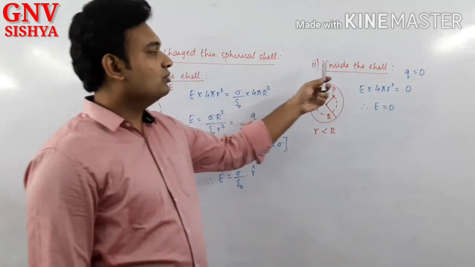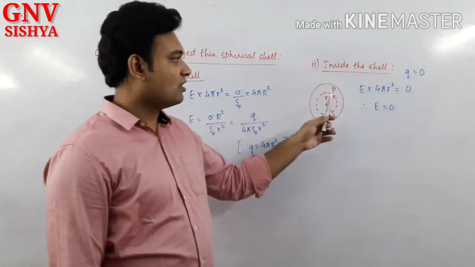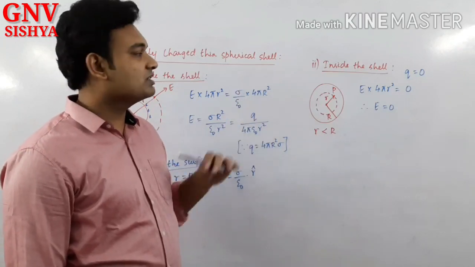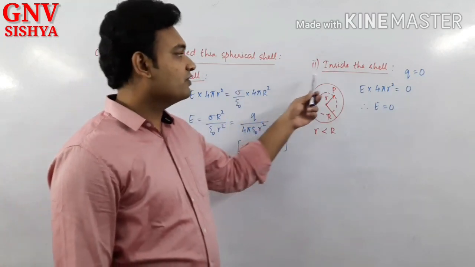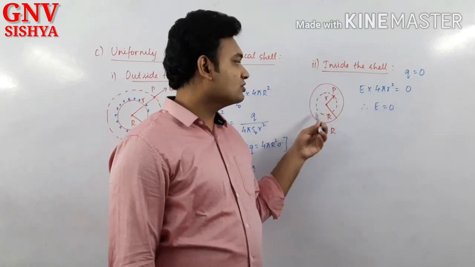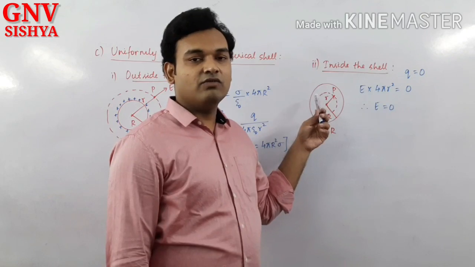Finally, we come to the electric field inside the shell. This is often asked as a 1 mark question. What is the electric field inside the uniformly charged thin spherical shell? The electric field inside the shell is 0. Why? Because the charge enclosed within this Gaussian surface will be 0.